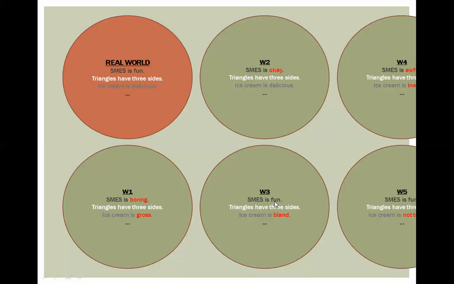So modal logic is worried about this, that triangles have three sides is always true. That's the way this is true. And St. Margaret's is fun might not have been true. That's the way that this is true. They're true in different ways.